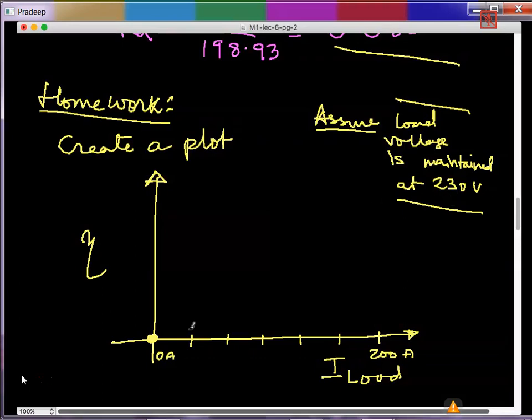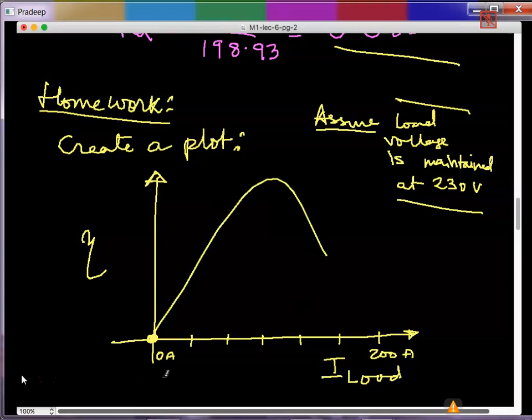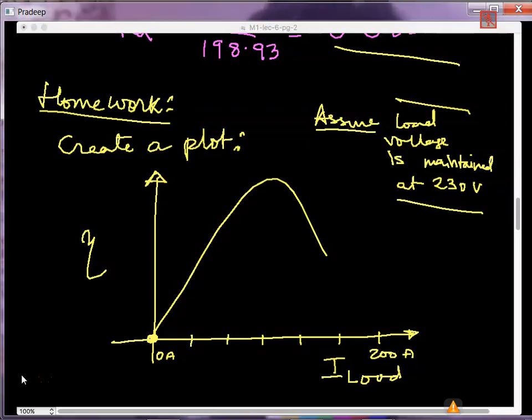And with that, in the class which I'll take on Thursday, I'll start the class by asking you what is the maximum efficiency and at what current the maximum efficiency is achieved and all these kinds of questions. So try to create the plot something like this. If you have any final questions, I'll wait for that. Otherwise, let's conclude today's class and we'll meet for the next class on Thursday.